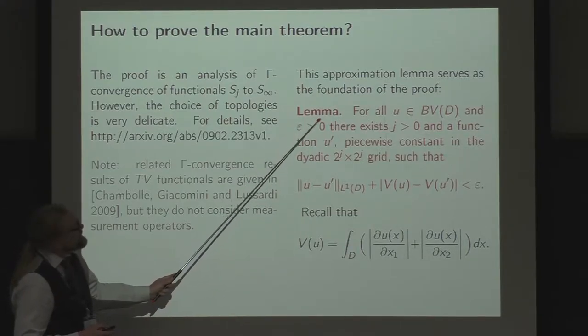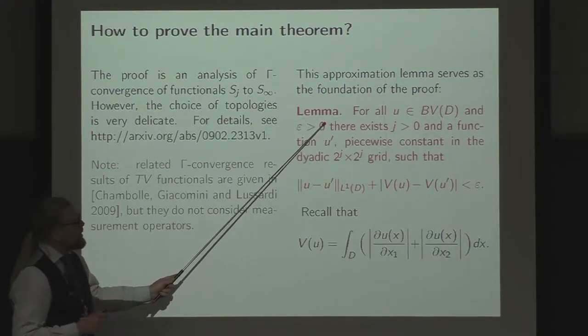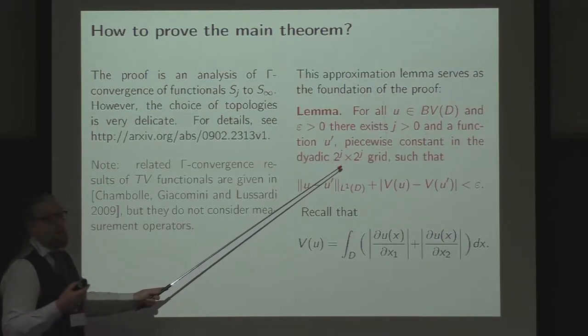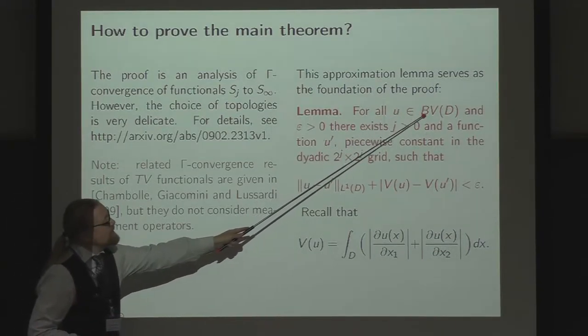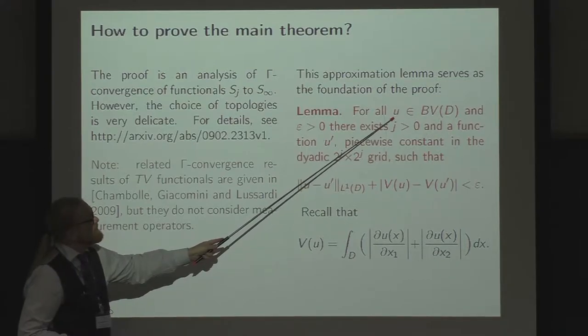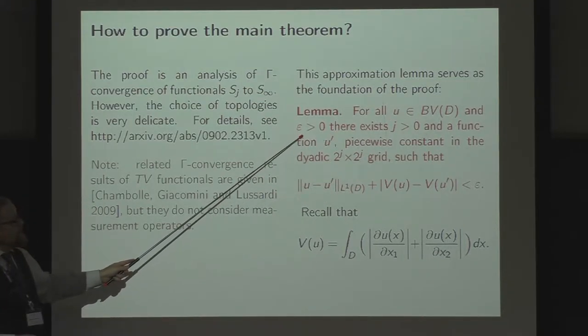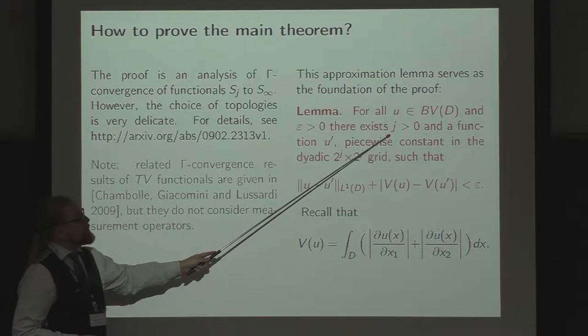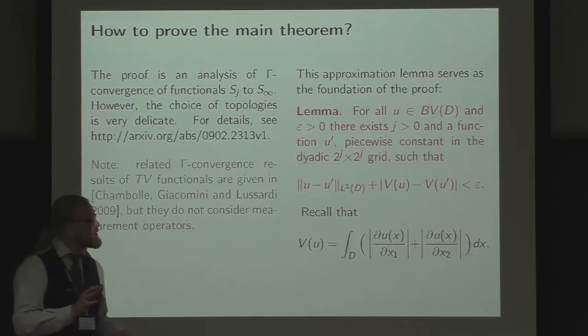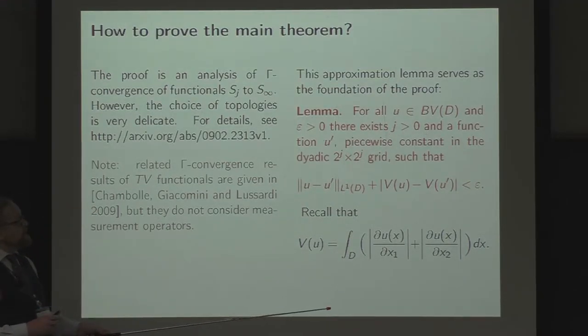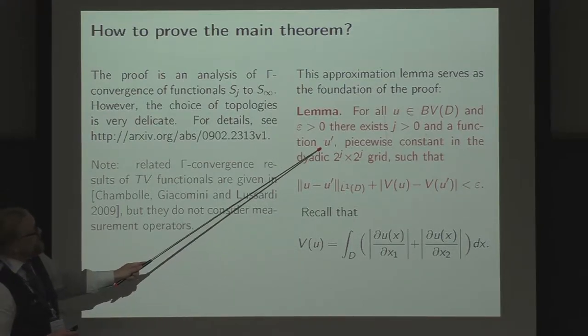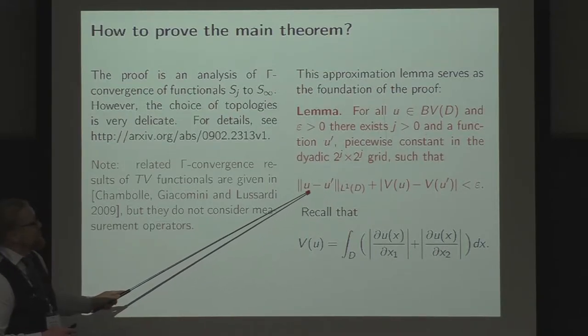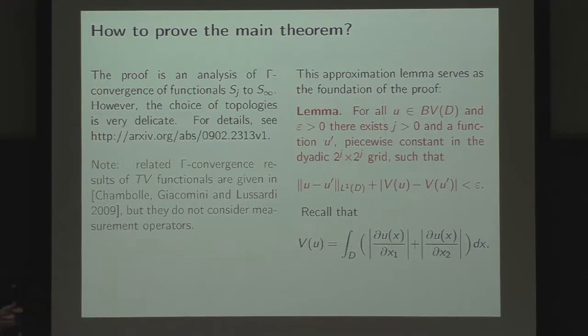So this lemma is somehow in the core of the whole argument. It's a kind of approximation lemma, so that if we have a function u in the bounded variation space and an epsilon, then if we go to fine enough pixelization, there will be a pixel-based function u prime that is close to u in this relevant sense. So this approximation is the most important part of the theorem.